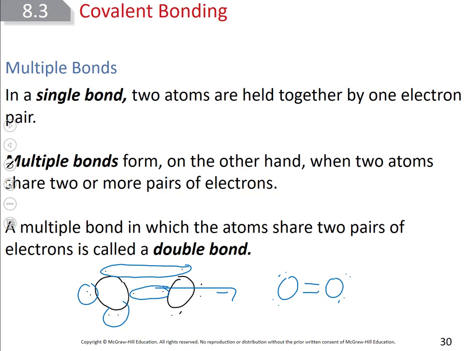So a single bond is where a single pair of electrons is shared. A double bond is where 2 pairs of electrons are shared. So what do you think we call it when 3 pairs of electrons are shared? A triple bond. Good guess. Are they stronger than a single bond? Yes, because you have to break more bonds. Each time you add another bond, it gets stronger.